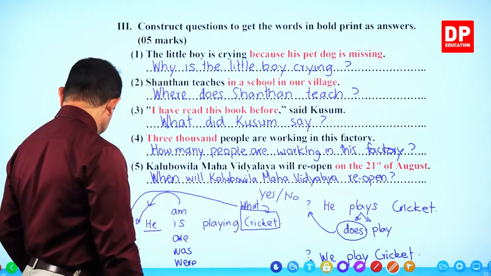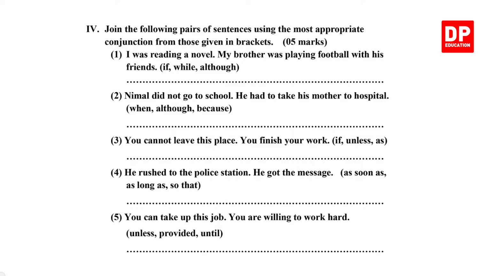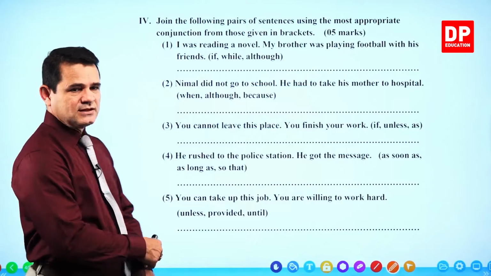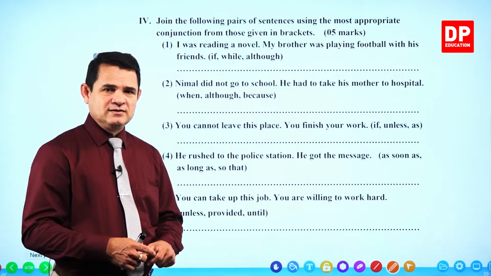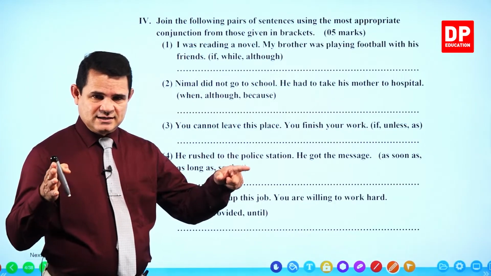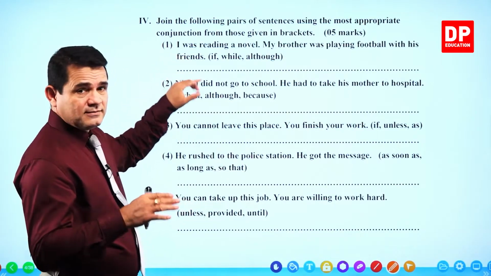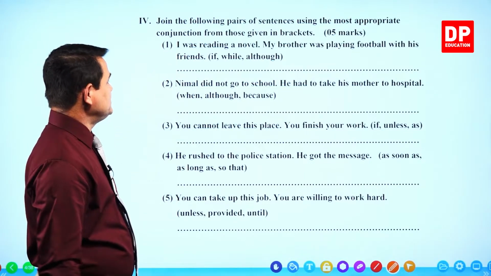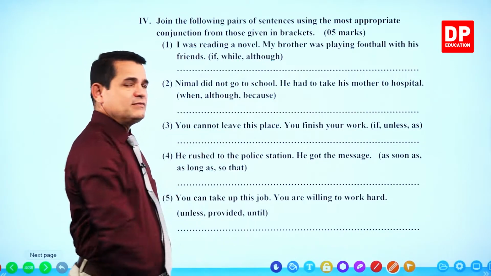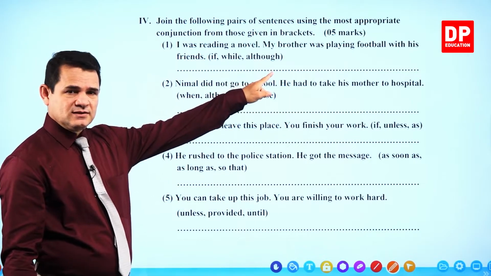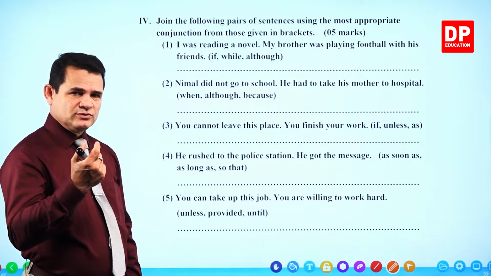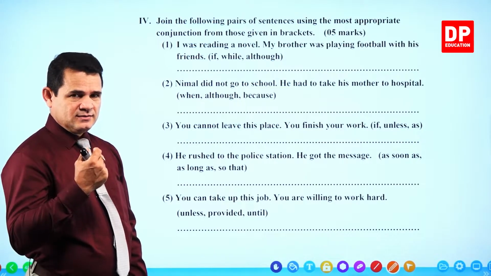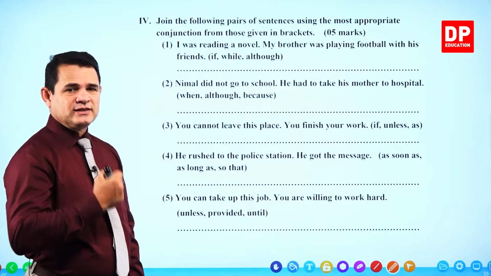Let's see the next question. Join the following pairs of sentences using the most appropriate conjunction from those given in brackets. Now this time you have been given two sentences. වාක්‍ය දෙකක් දීලා තියෙනවා to join කරන්න. Using the most appropriate conjunctions. Some conjunctions are given within brackets. මේ වරහන් ඇතුළේ දීලා තියෙනවා. එකකින් වඩාත්ම සුදුසු, most appropriate word එක use කරලා you have to join these two sentences.